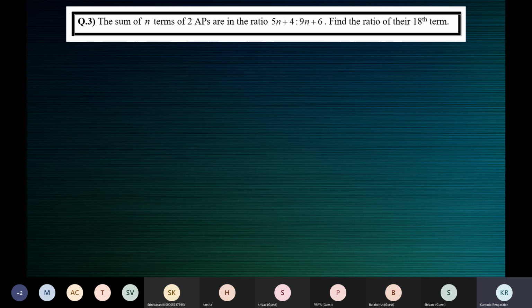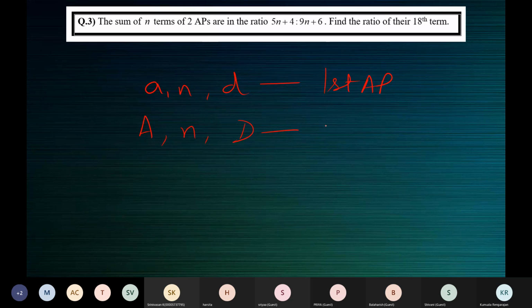See, there are three things that determine an AP: the value of A, N, and D. A and D are different, N is the same. These are the three unknowns when we take up an arithmetic progression. So let this be for the first AP, and let these letters represent the first term, the common difference, and the n terms of the second AP.